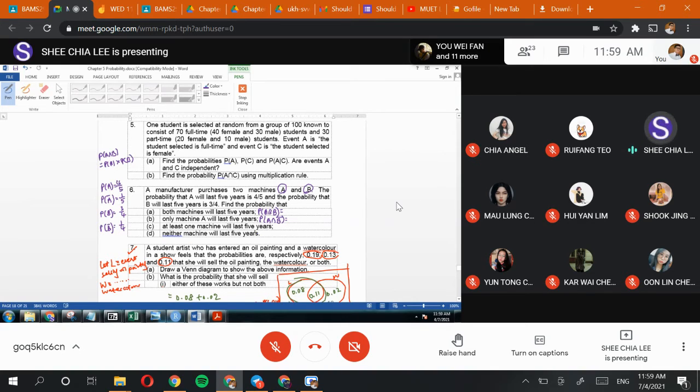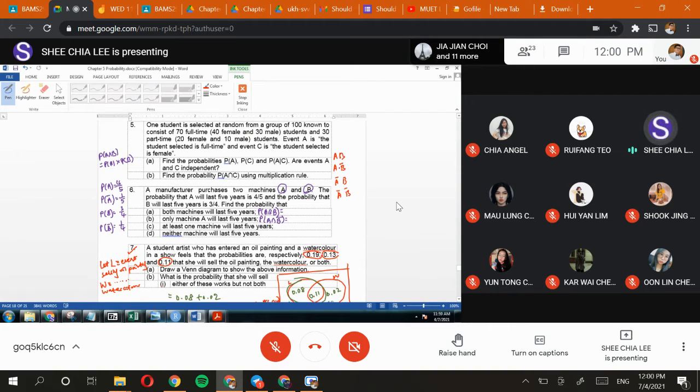And part C, at least one machine will last 5 years. At least one will last. So you have to know lah. For this question, the sample space, if I have only two machines, either both will last, maybe A lasts, B doesn't last, or maybe A doesn't last, B lasts, or maybe both also don't last. These are the four possibilities that we will have.